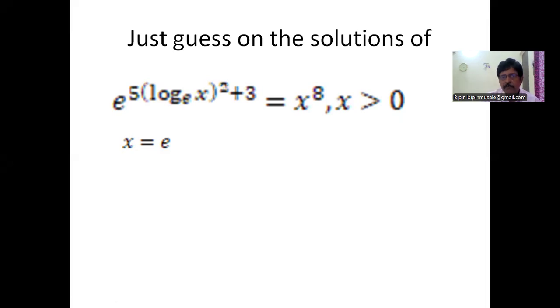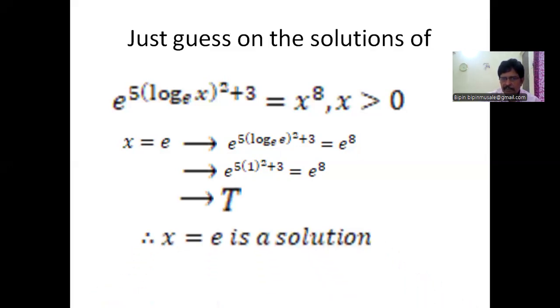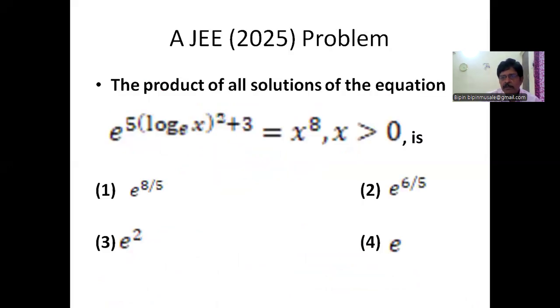Now let us check if x equal to e is the solution. If we substitute x by e in this equation, we see that the left hand side and right hand side tally, they are equal. So x equal to e is a solution of this equation. Fine. What could be the other solution? Okay. Now, one more thing.